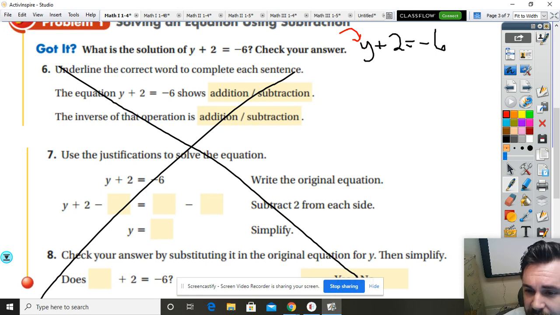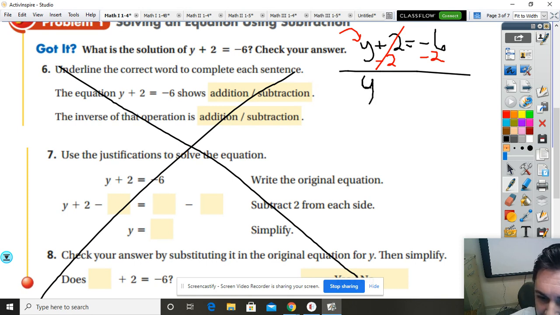So to get rid of +2, I need to make it 0, so I will subtract 2, because +2 minus 2 cancels. But I can't do it to one side without doing it to the other. And so I do have y by itself, it's isolated. And we have -6 minus 2.